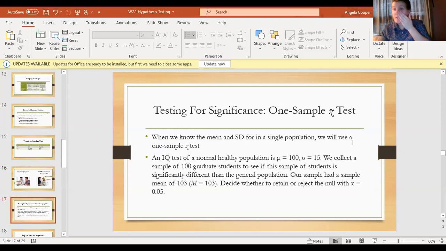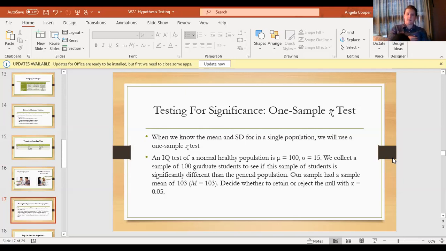So here's some information. I talked about how today we're going to be covering one sample z-tests. One way to know that you're dealing with a one sample z-test is that it only mentions one sample, and it has a mean and standard deviation for a population. Z-tests will always have more information on the population. If you see the population standard deviation or sigma, you're probably going to be dealing with a z-test.